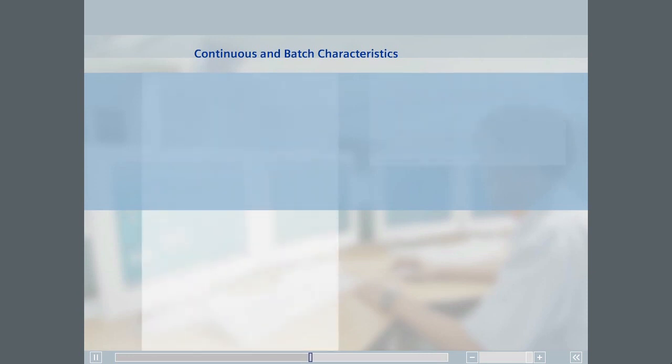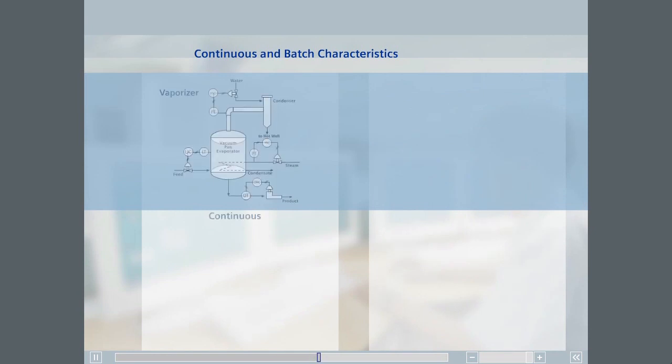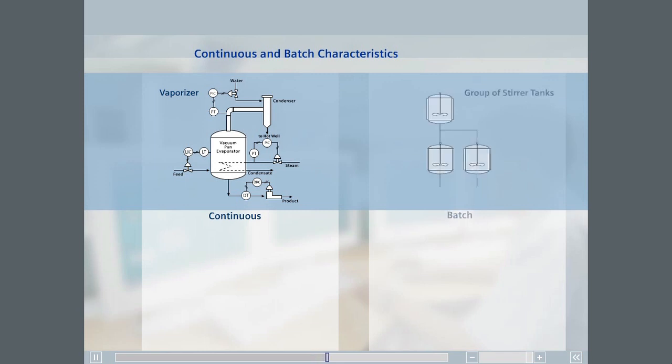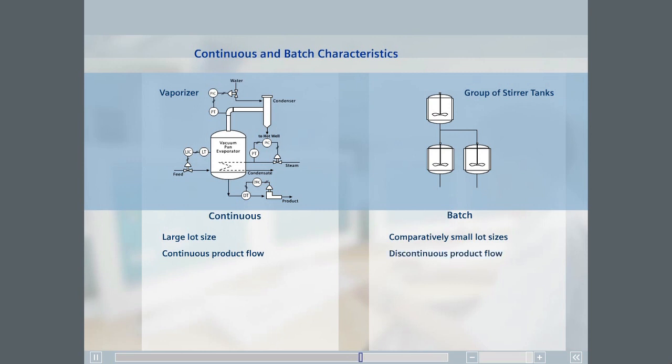Within industrial processes, a distinction is made between continuous processes and batch processes. Some of the feature differences can be illustrated using an example. A vaporizer is an example of a continuous process. A group of stir tanks is an example of a batch process. A continuous process produces large amounts of a product in a continuous product flow. The longer the process runs, the more product is produced. A batch process, on the other hand, normally produces comparatively small amounts of a product in a discontinuous process.